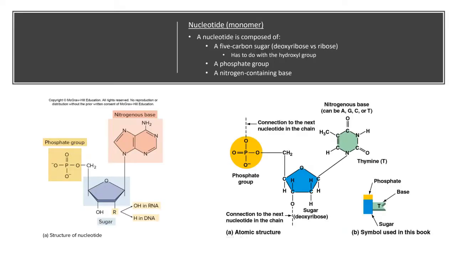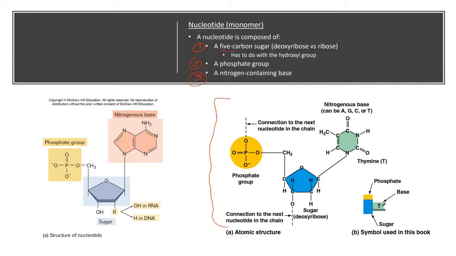Okay, let's look at the nucleotide really quick, the monomer of a nucleic acid. The nucleotide is a monomer. A nucleotide is composed of three main things: one, two, and three. This is going to be a nucleotide. Three main things.